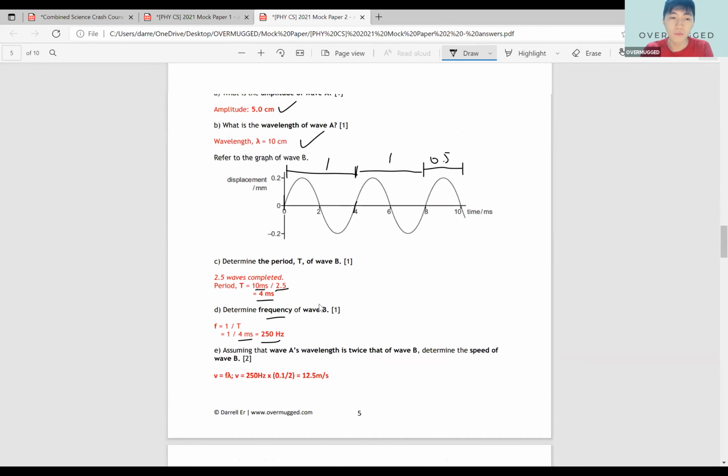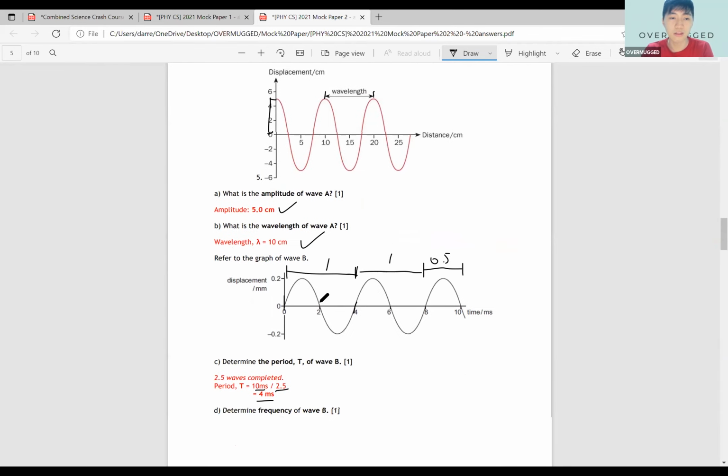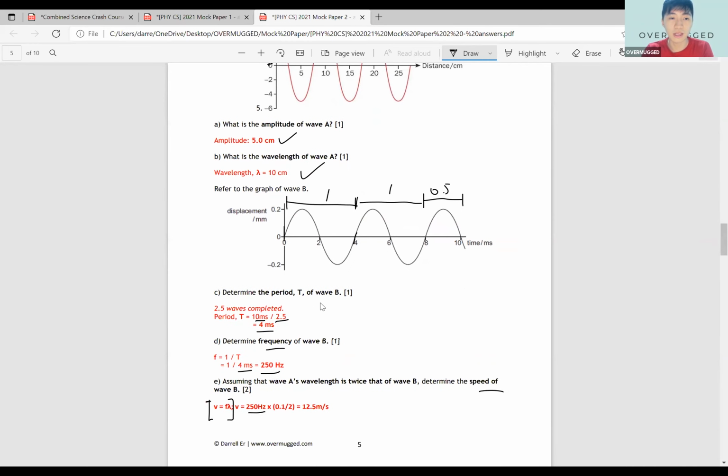Okay. Now, if we assume that the first wave A's wavelength is twice that of B, what is the speed of the wave? You know that when you see such questions, right, eventually it will come to this formula, v equals f lambda, okay? So we know that the frequency here is 250, okay? Wavelength is twice the length, right? So what do you mean by twice the length, okay? So twice the length means before that, the wavelength is how much? 10 cm, right? So 0.1 meter. I divide it by 2 because A's wavelength is twice that of B. Okay, that's how I get 12.5.